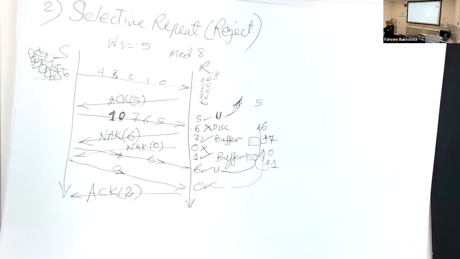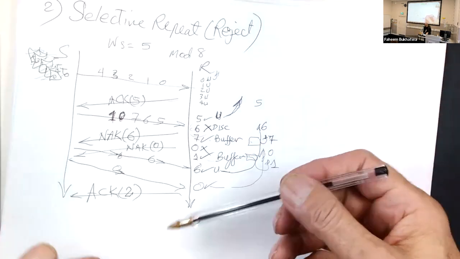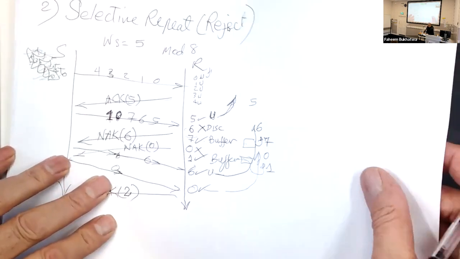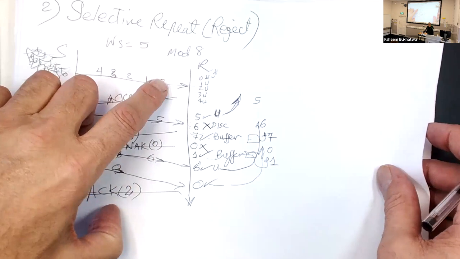If you're given an example, they say you're sending 5 frames, window size shots and shots, and frame number 3 is lost. How would you show the operation of the selective reject? So you start going, okay, let's get an example, an exam question or a test question in an exam. This is now selective reject.